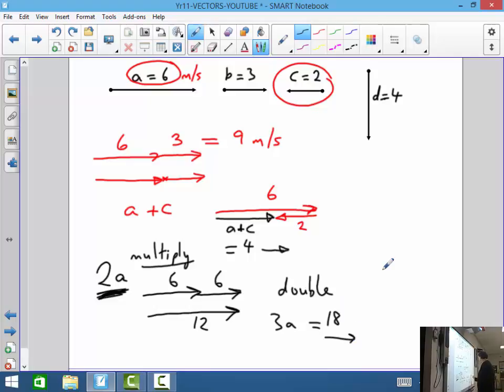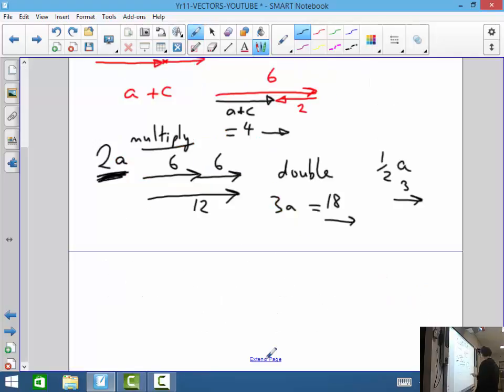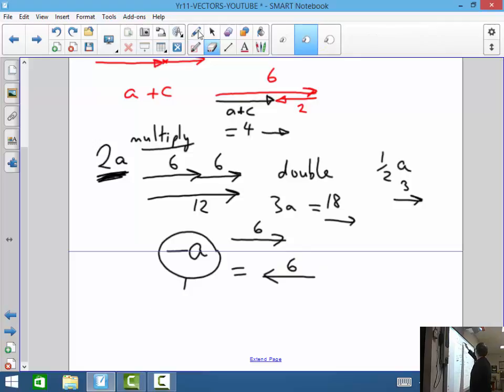If they said to halve the vector, say half A, you're going to do half of 6, which would be 3, but still in the same direction. If you're asked to do, say, minus A, now A is normally 6 to the right, minus A would be 6 to the left, you'd reverse the direction. So when you're doing negatives, you need to reverse the direction. Reverse the direction for a negative.